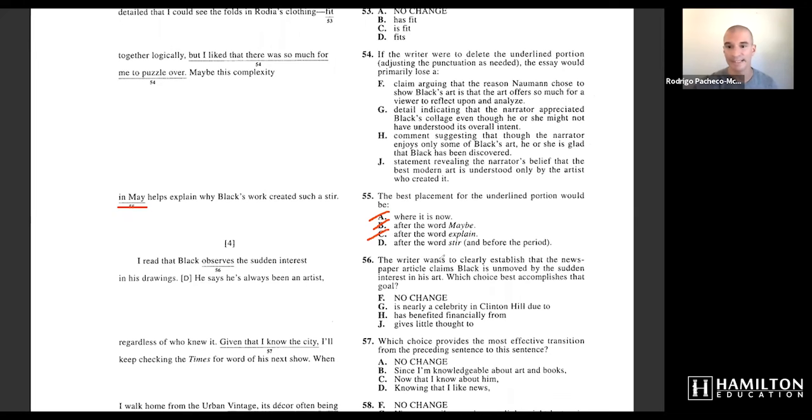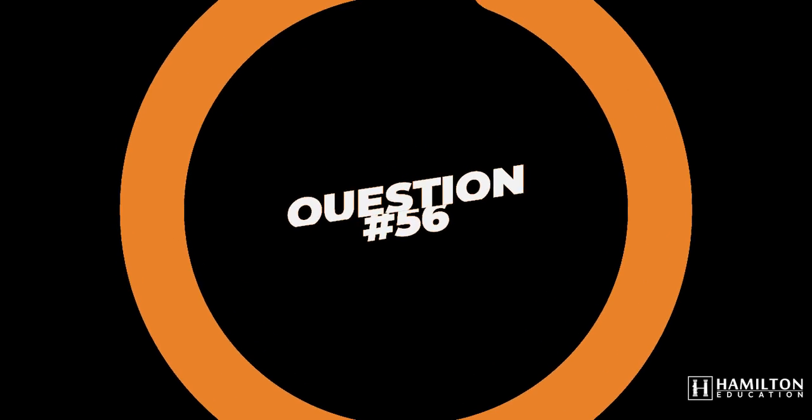Okay, so this must be D after the word stir. Maybe this complexity helps explain why Black's work created such a stir in May. This makes sense because in May is modifying this part of the sentence, that it created a stir in May, in the month of May. That makes sense in context of the narrative here, and this is why D is our correct answer. Question 56 is a purpose question.